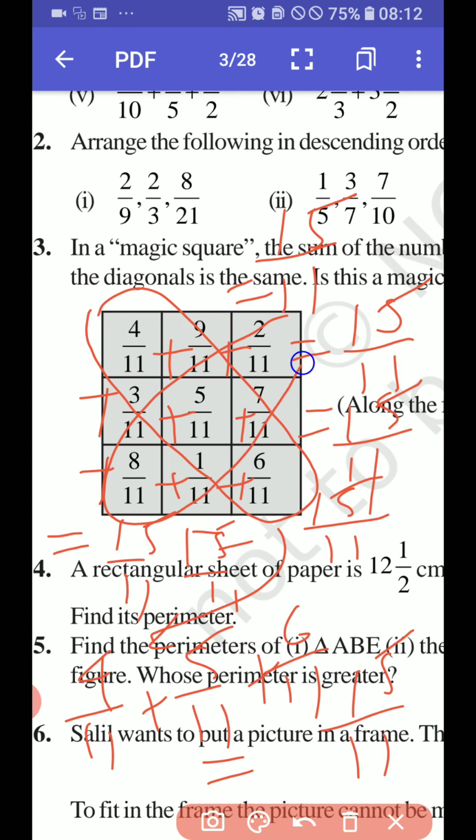Like this, you will also get 8 upon 11 plus 5 upon 11 plus 2 upon 11 equal to 15 upon 11, 15 upon 11. Hence, it is a magic square. Okay. Now come to the next question.